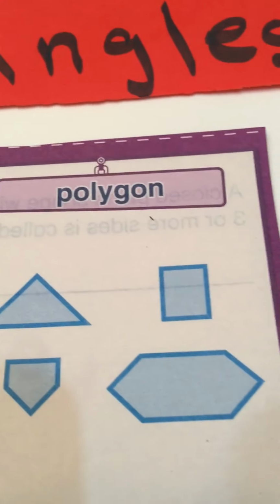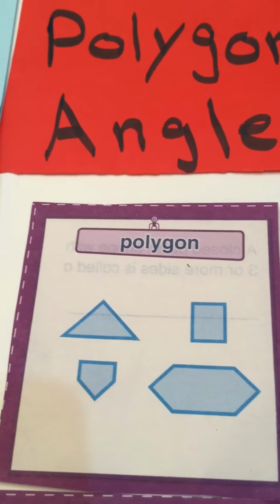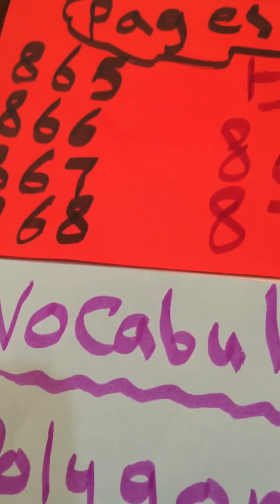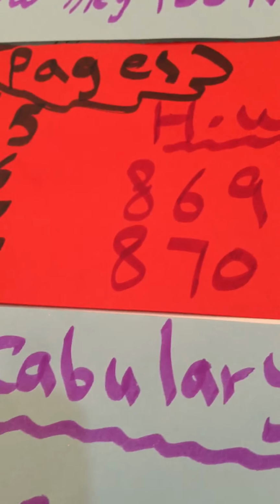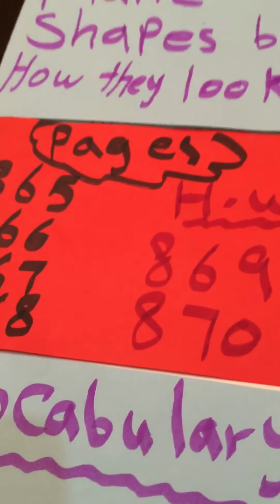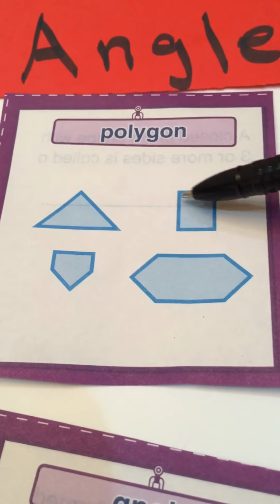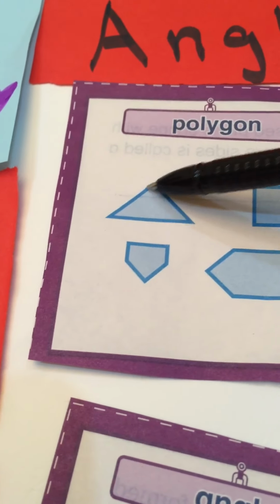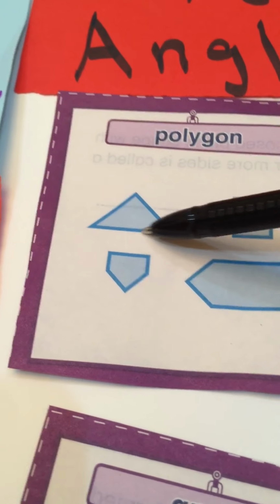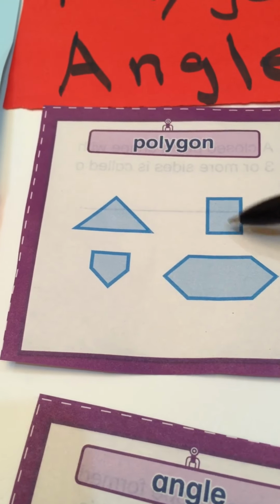We will see together what a polygon is. A polygon is any closed plane shape that has 3 or more sides. We call it a polygon. So if it has 3 sides or 4 or 5 or 6, but they are closed shapes. It is closed, it's not open, and it has straight sides. So we call those polygons.